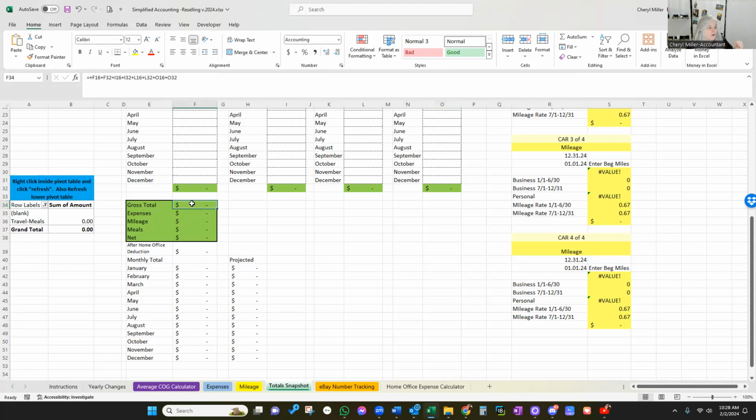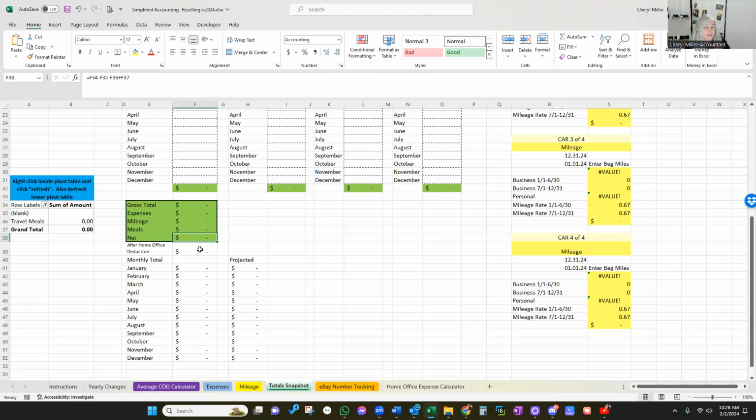It has the gross total of all of the income added together. It has the total of all of the expenses added together. It has the mileage calculation from all of your vehicles added together. It is subtracting out half of your meal expense because you only get 50%. And it's giving you a net based on that amount.